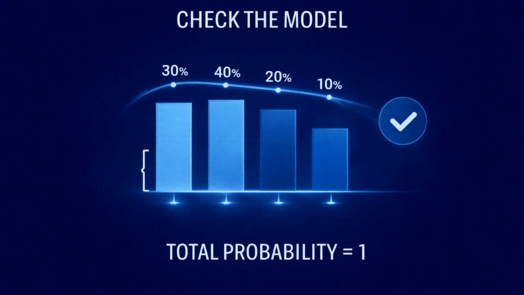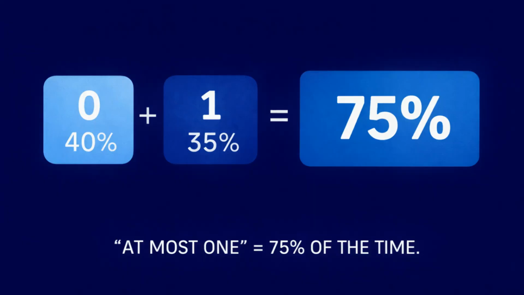Before answering any question, it's important to check that the information makes sense. When you add all of the probabilities together, they should total 100%. Once that checks out, we can answer questions like how likely it is that a student misses at most 1 question. At most 1 means 0 or 1, so we combine those probabilities from earlier, 40% for 0 and 35% for 1. Then we see that the result is 75%. That tells us that missing 1 or fewer questions happens most of the time, which matches what the data suggest.